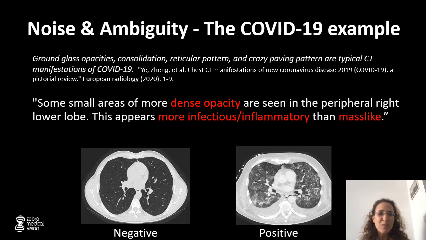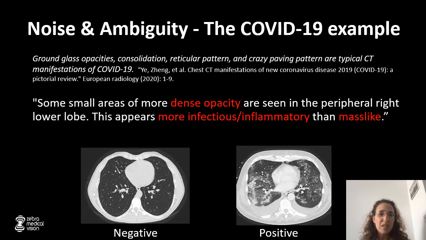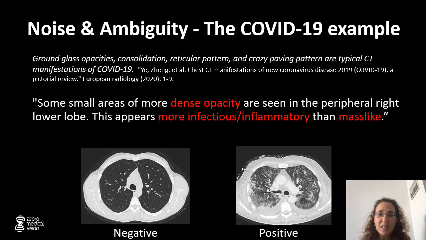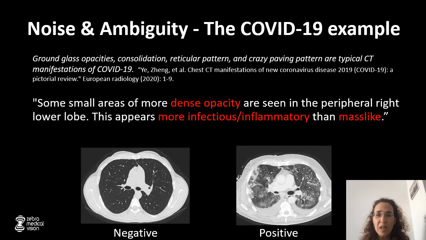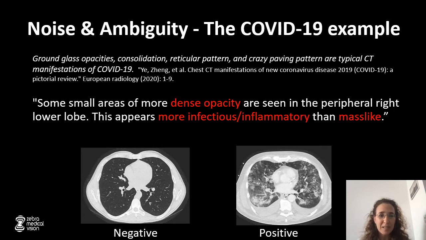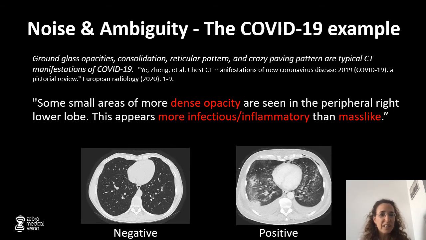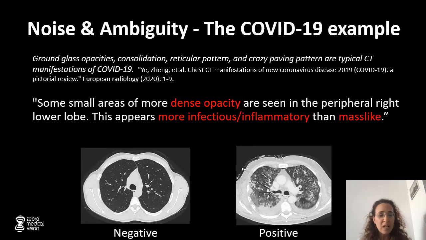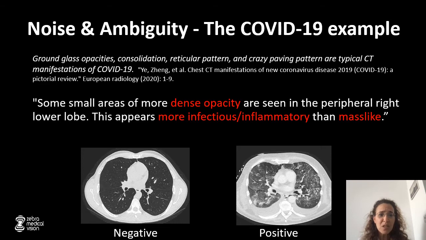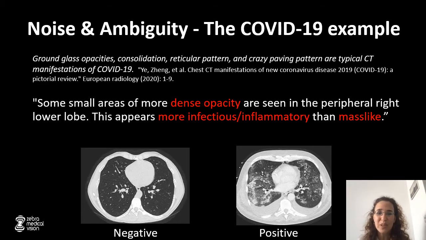And now let's view this sentence that was found in a relevant radiologist report. "Some small areas of more dense opacities are seen in the peripheral right lower lobe. This appears more infectious, inflammatory than mass-like." Looking at the sentence, first of all, it's very vague. It's not clear how much more dense. Can we exclude mass? Can we label this as pneumonia? It is not clear if the exam falls into the positive or the negative bucket.